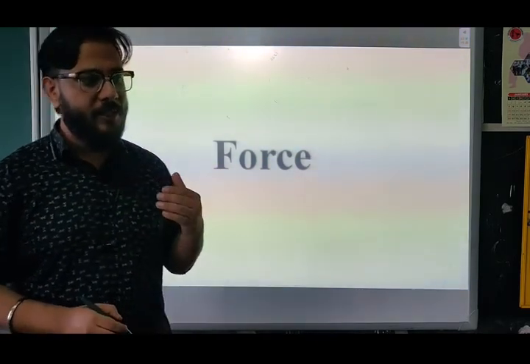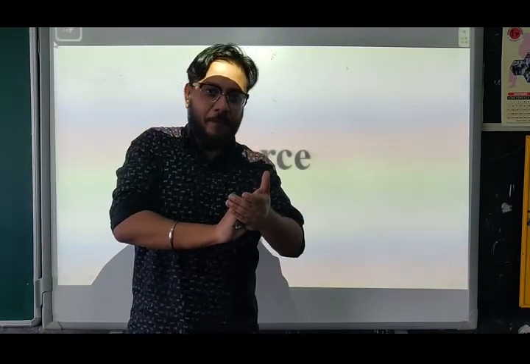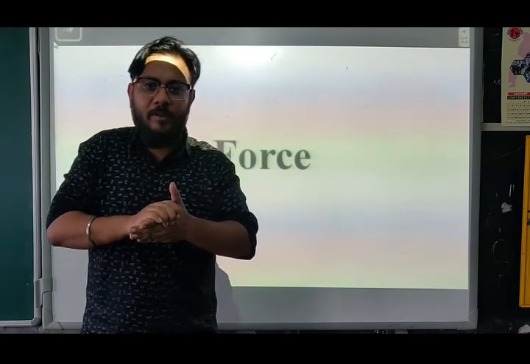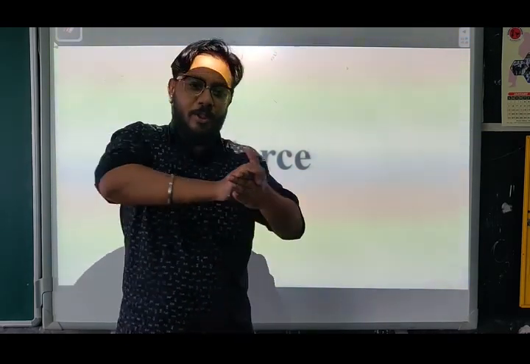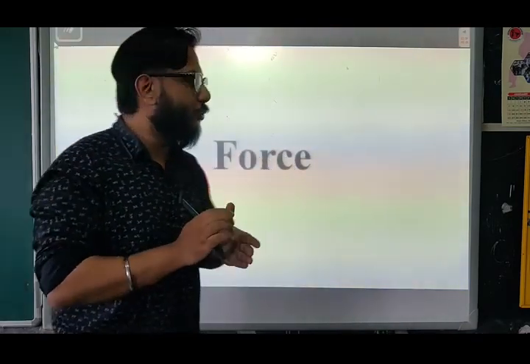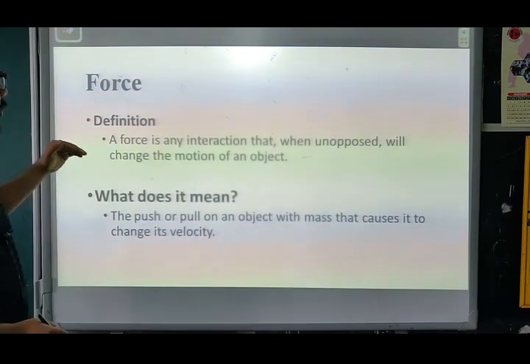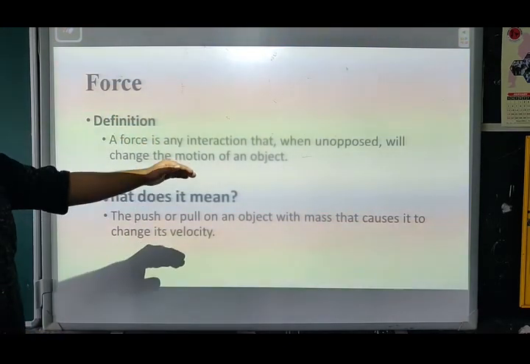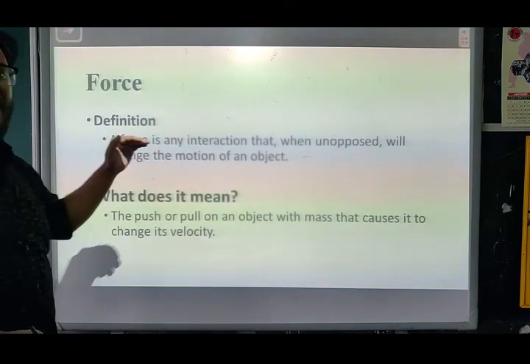What is force? Force is basically your push and your pull action. Okay? So when you push something, when you pull something, you are applying force. Okay? The pushing and the pulling action, that is your force. So now let's look at the definition. The definition of force is: a force is any interaction that, when unopposed, will change the motion of an object.